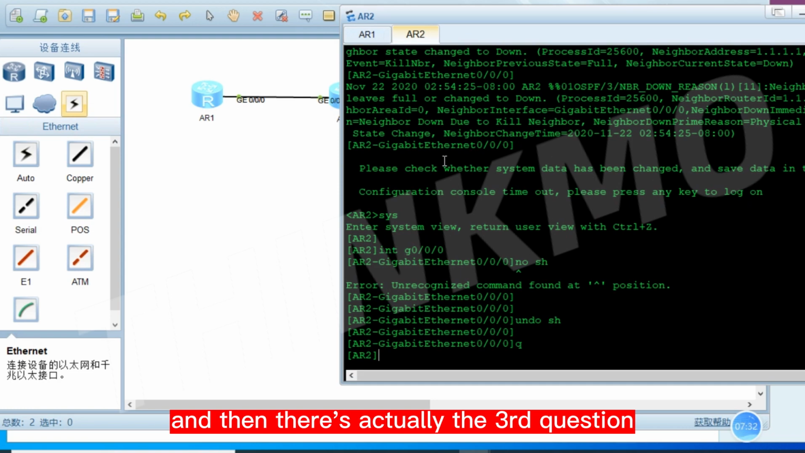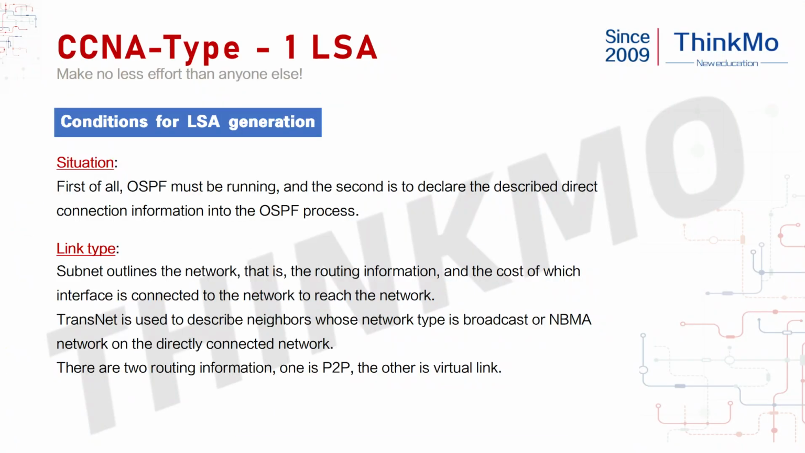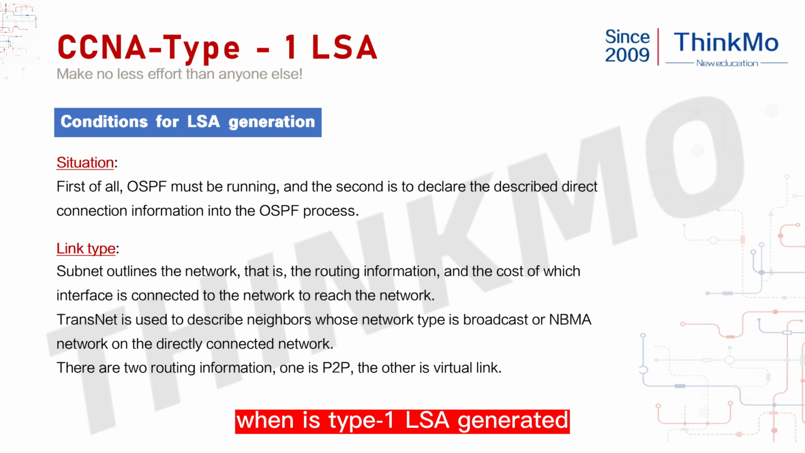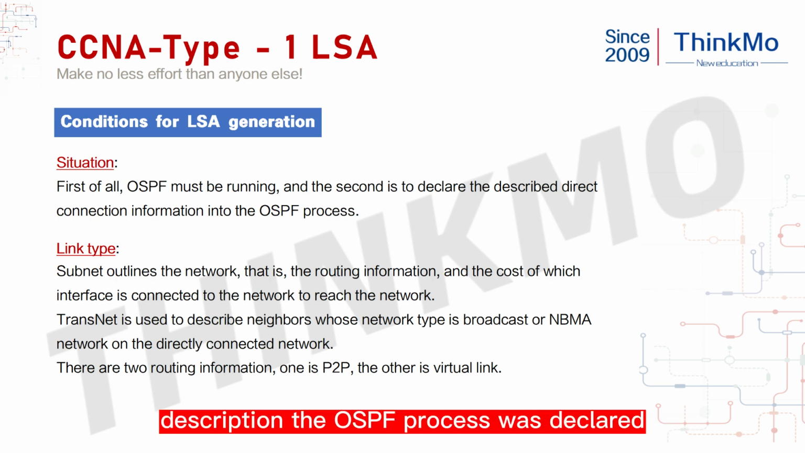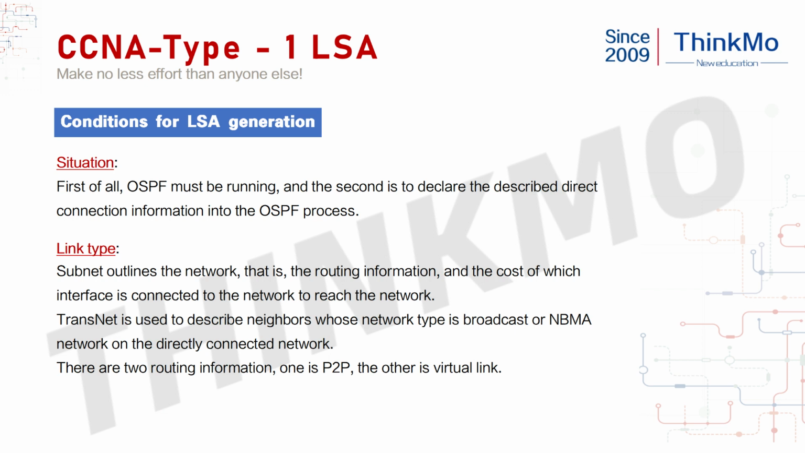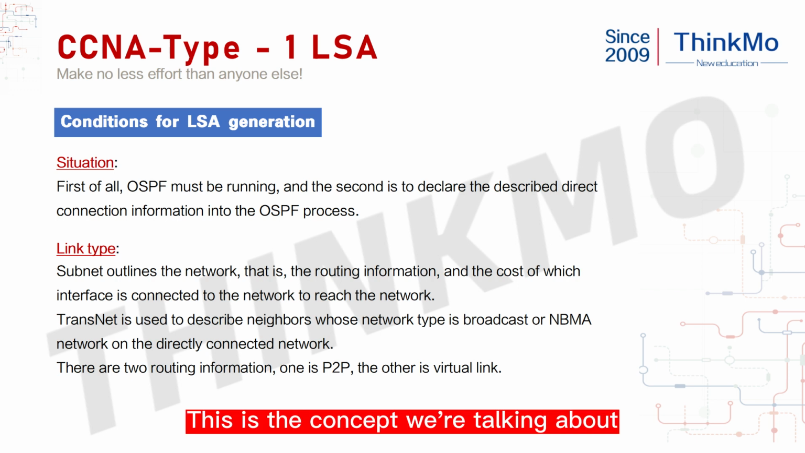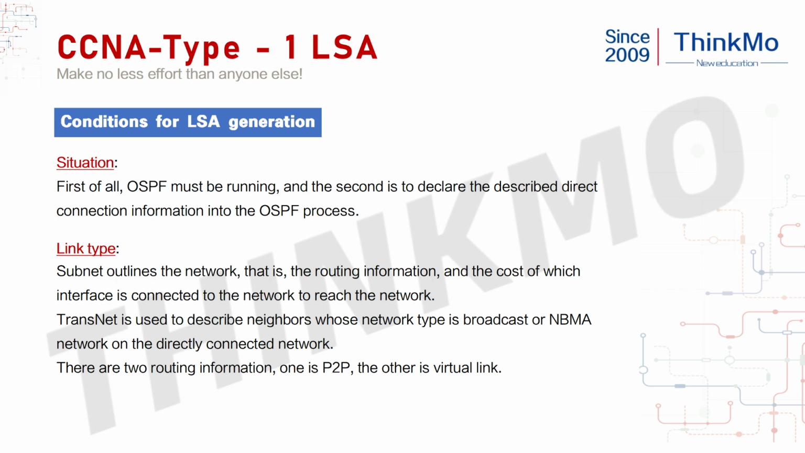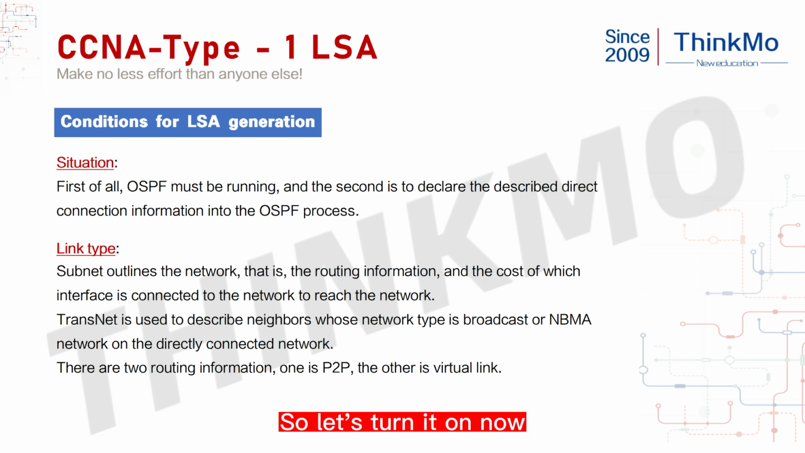And then there's actually the third question: when is a type-1 LSA generated? The first condition is that OSPF must be running. The second is describing the direct link information: the interface was declared in the OSPF process. That's when the information can be described. This is the concept we're talking about. This link was not enabled just now, to prove the point we just made, so let's turn it on now.